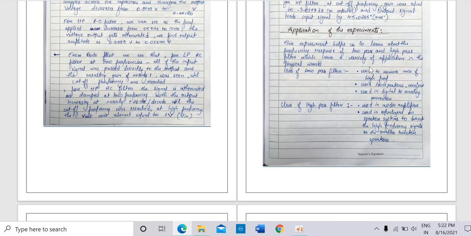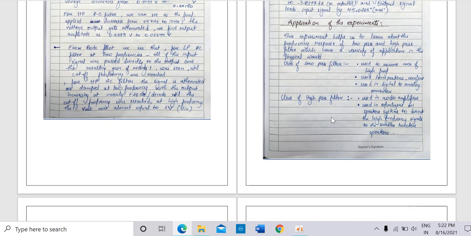And here I have written some applications of this experiment. This experiment helps us learn about the RC low pass and high pass filters, as these filters are used in the physical world also. The low pass filter is used to remove high frequency noise, and is used in loudspeakers and woofers. The RC high pass filter is used in audio amplifiers, equalizers, or speaker systems to direct high frequency signals.